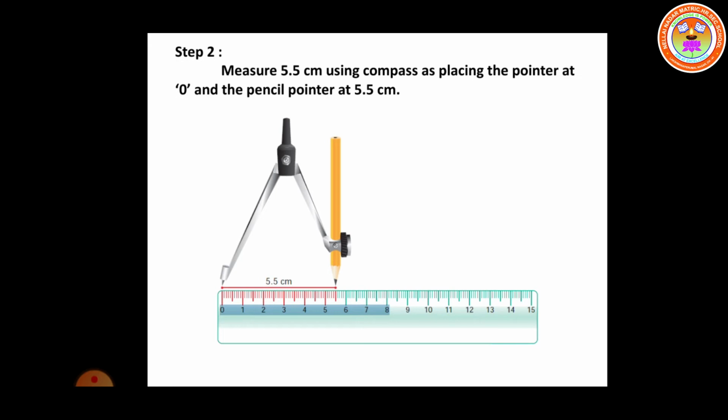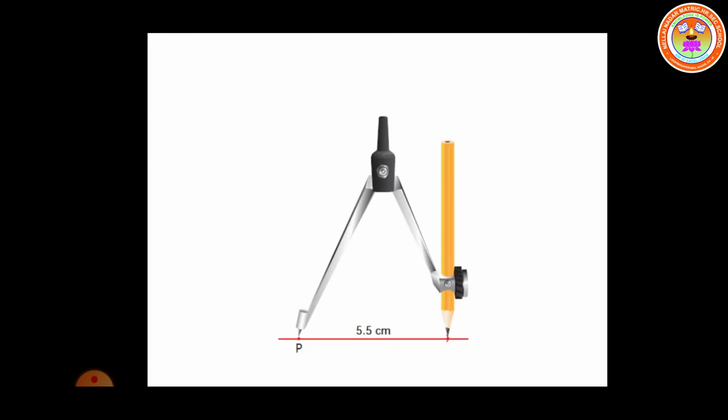Second step, measure 5.5 cm using the compass, like what you see in the diagram. Using the compass, place the pointer at 0. Whenever we measure a length, we should start from 0. Measure 5.5 cm using the compass, placing the pointer at 0 and the pencil pointer at whatever length is given. Here the length given is 5.5 cm. So we have to place the pencil pointer at 5.5. Let us see the next step.